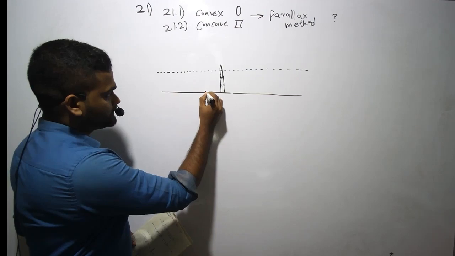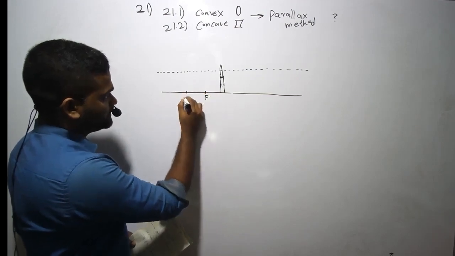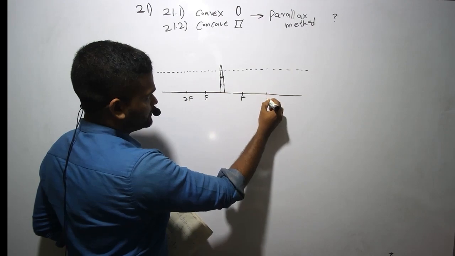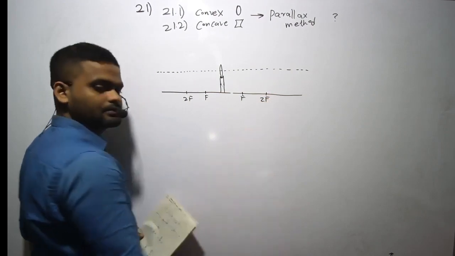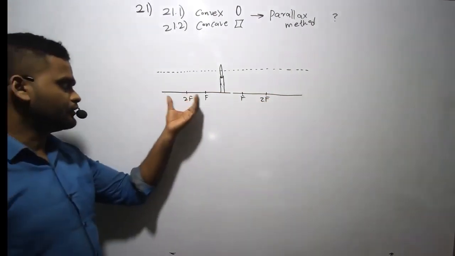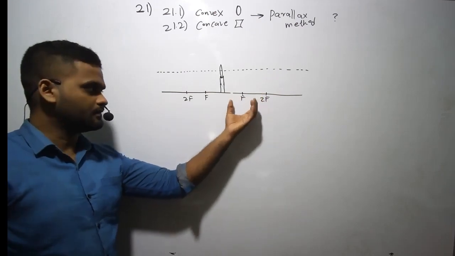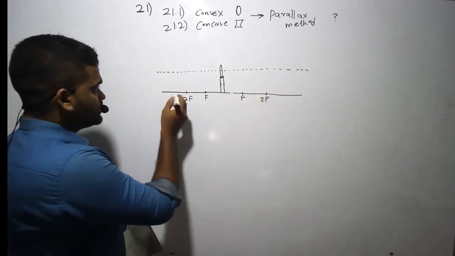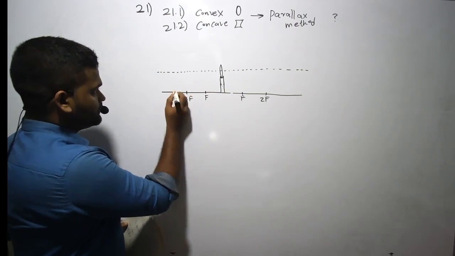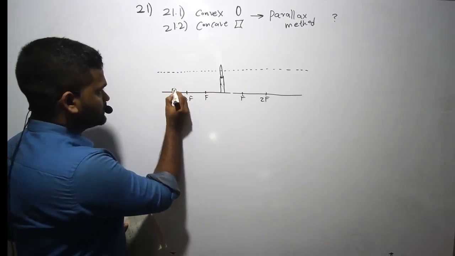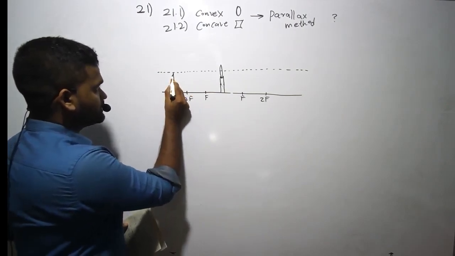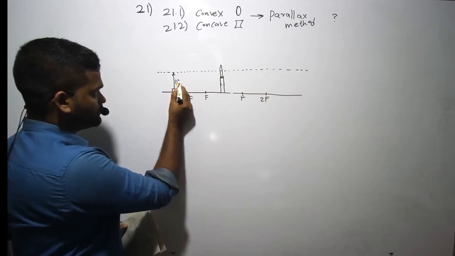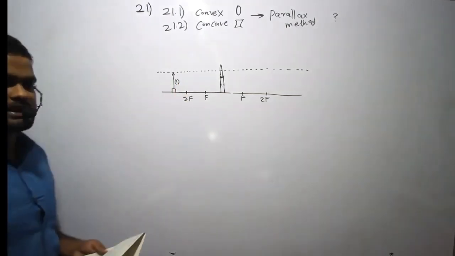Then this is, let's say, F, 2F, F, 2F, right? So you know the locations of these. So for beyond 2F, I'll just place the first optical pin. That is the object pin. I'll say first optical pin. You place it here.